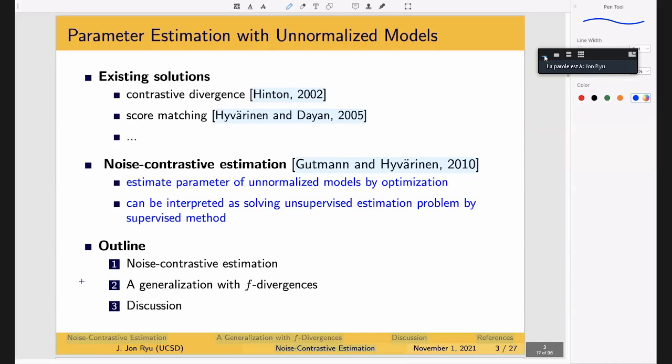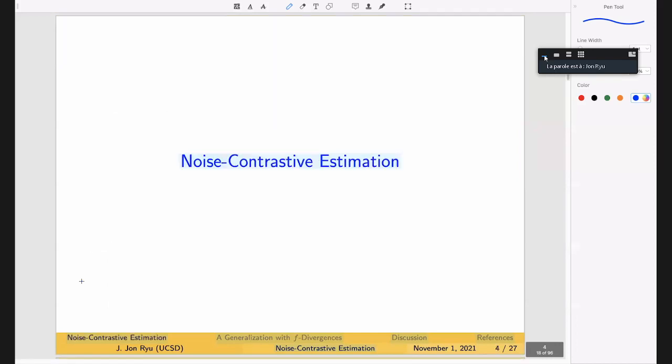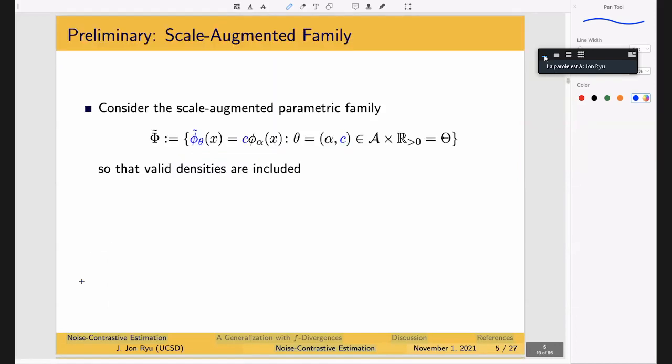Okay, so then let's proceed with the noise contrastive estimation. Before we introduce the noise contrastive estimation, I'm going to do one preliminary thing. I'm going to introduce the scale augmented family in the following sense. I'm going to define phi tilde theta from phi alpha x. This is the unnormalized version.